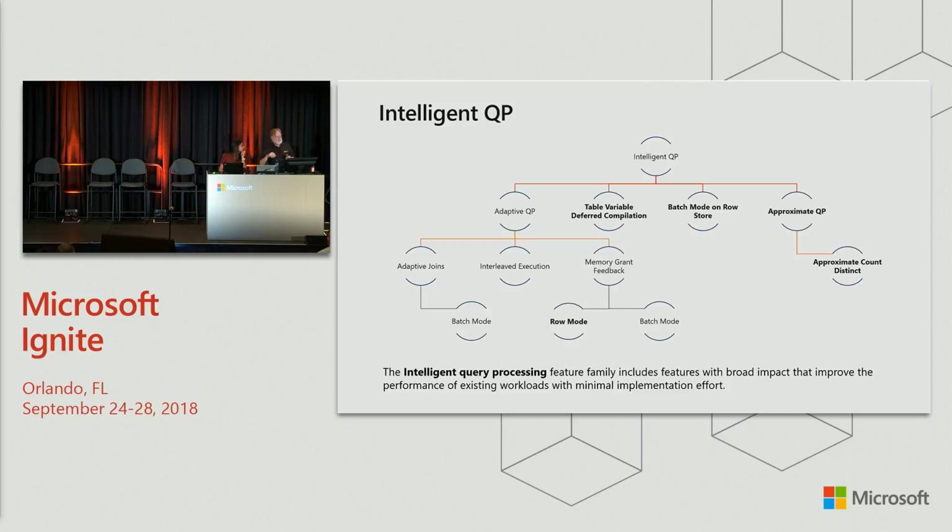So batch mode is really efficient. We'll get into a good description of it, but until now, it has been only available if you have a column store somewhere in the query. And with 2019, we're making that mode available when you have row stores.